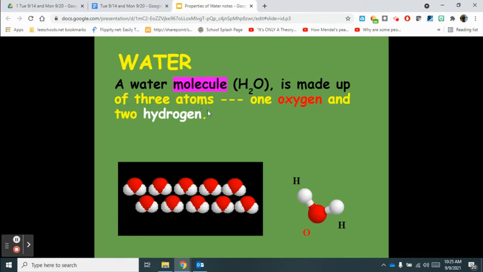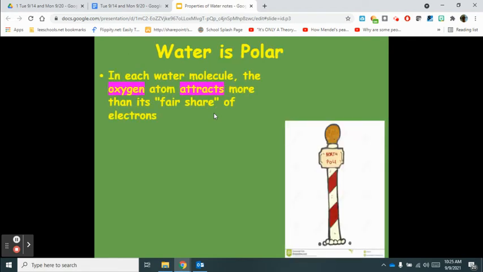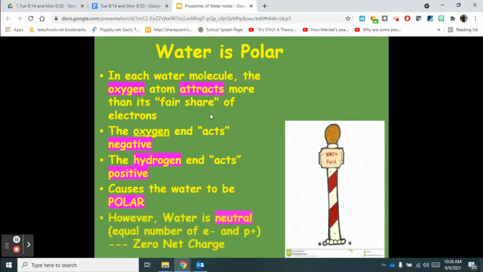Water. A water molecule, H2O, is made up of 3 atoms, 1 oxygen atom and 2 hydrogen. Water is polar. In each water molecule, the oxygen atom attracts more than its fair share of electrons. The oxygen end acts negative. The hydrogen end acts positive because the oxygen is pulling those electrons towards it. It causes the water to be polar.